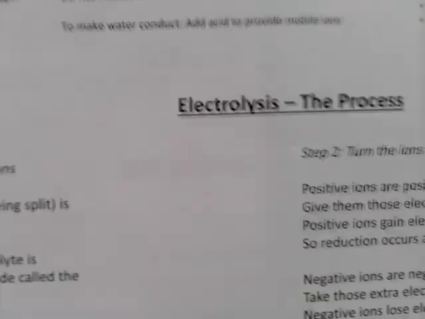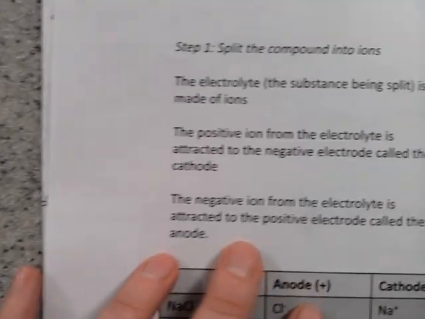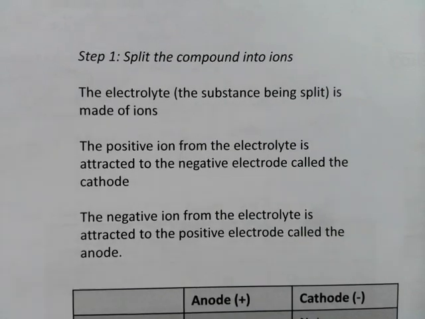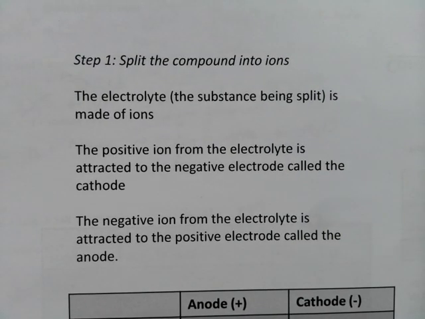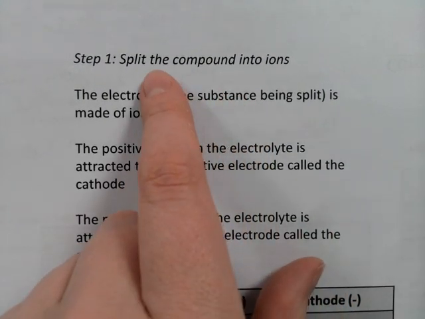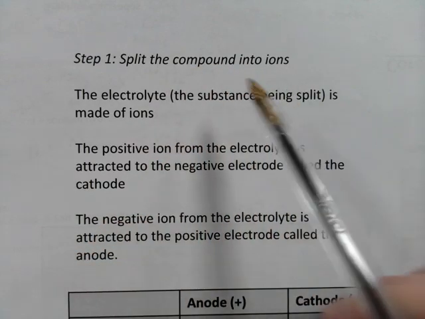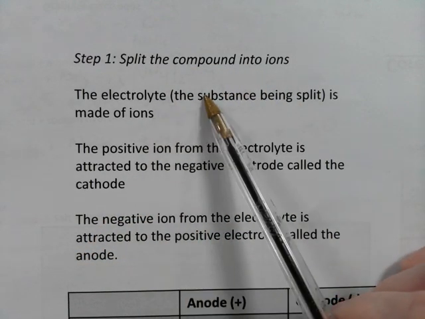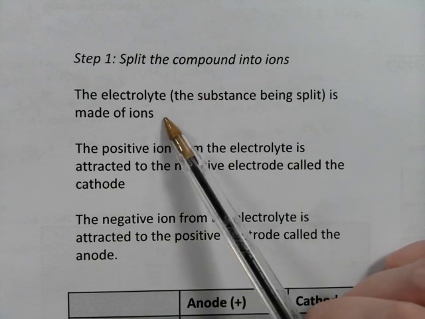Next part is the electrolysis process itself, and this is where things tend to get maybe a little bit trickier. There are two steps to this process. Step one is the easier bit, all right? So I need to split the compounds into ions. So the electrolyte is whatever it is we're splitting, or maybe our ionic compound, and it's made up of ions.